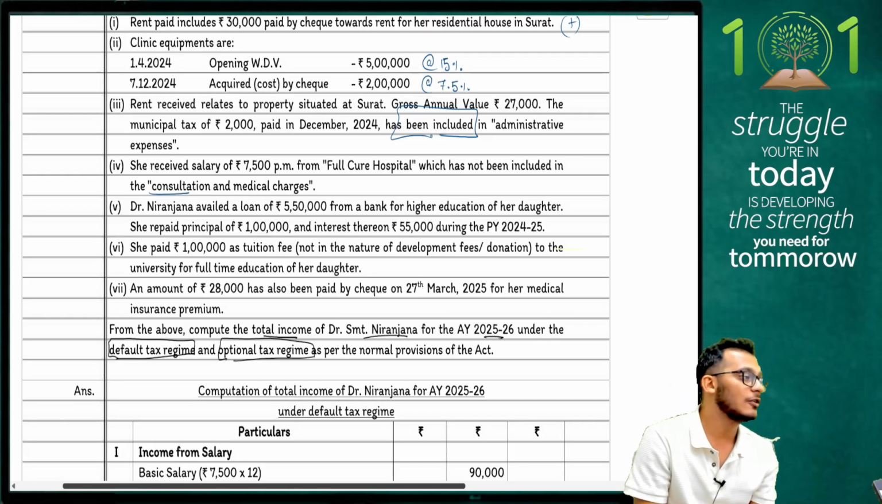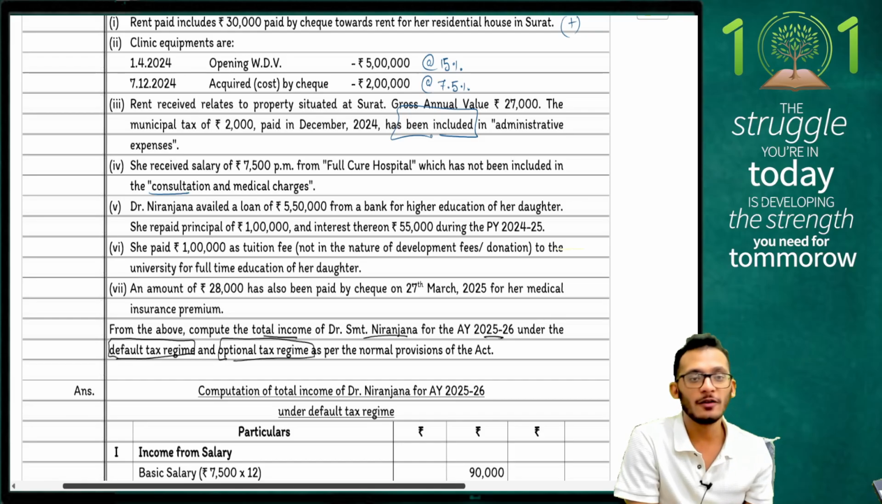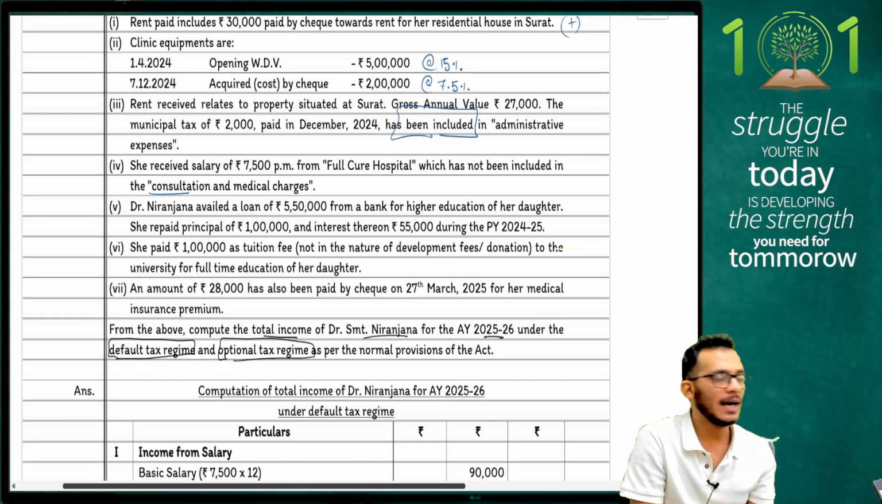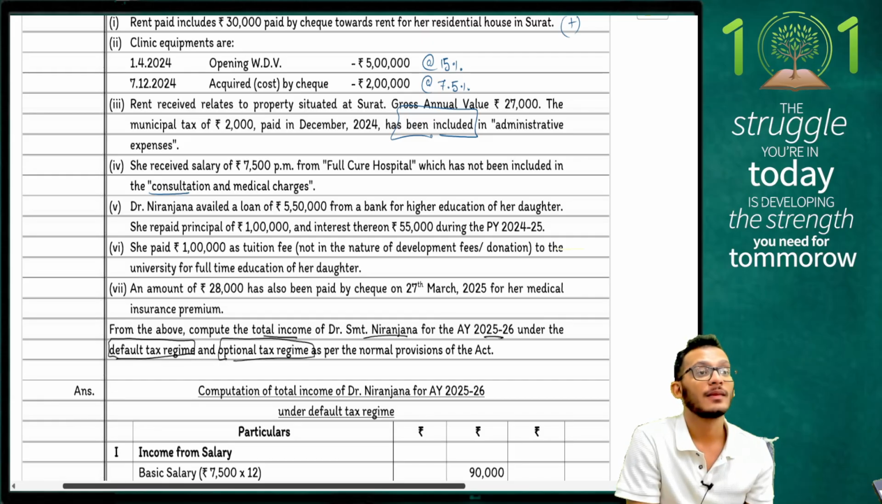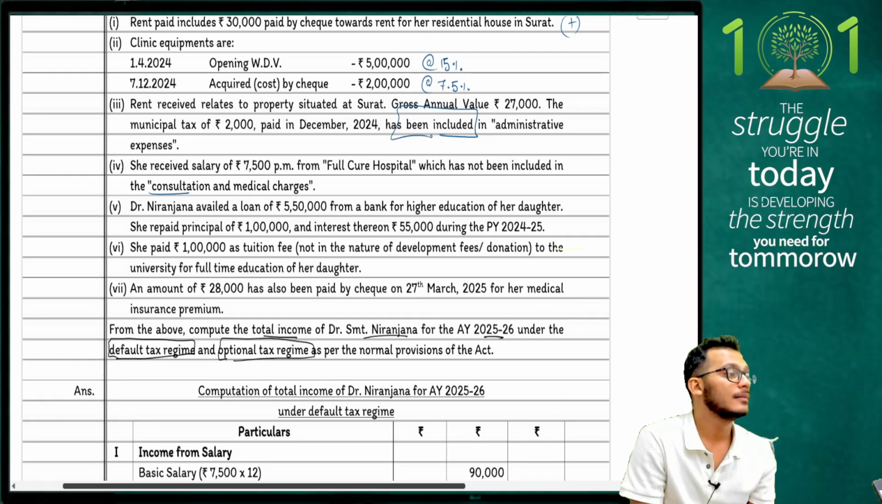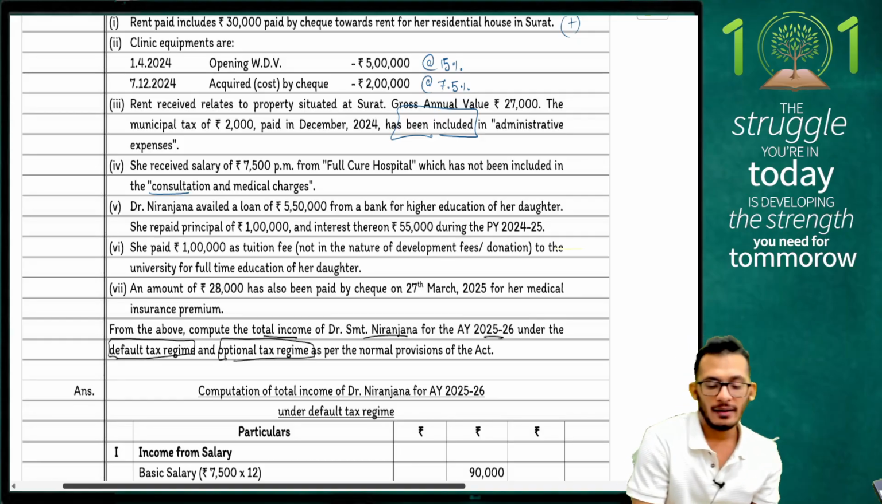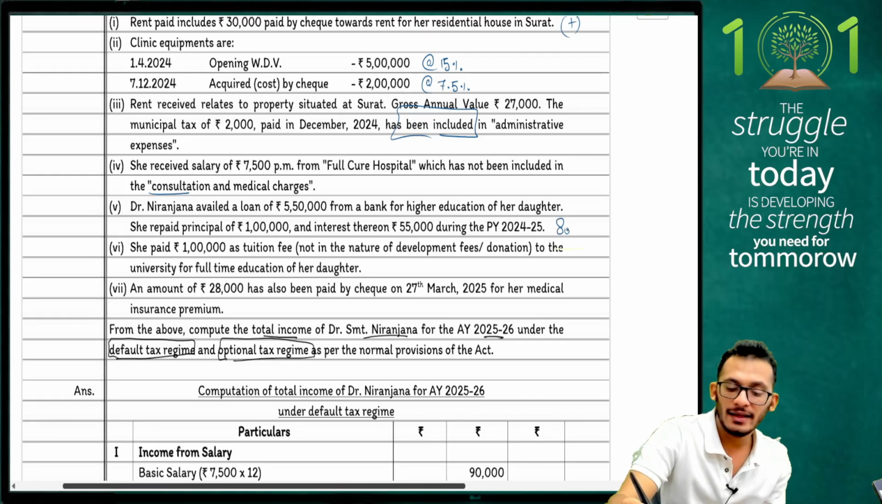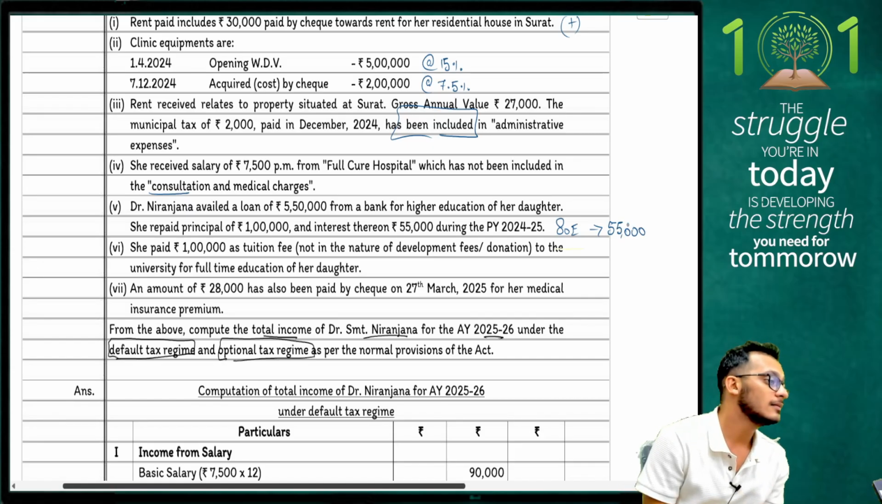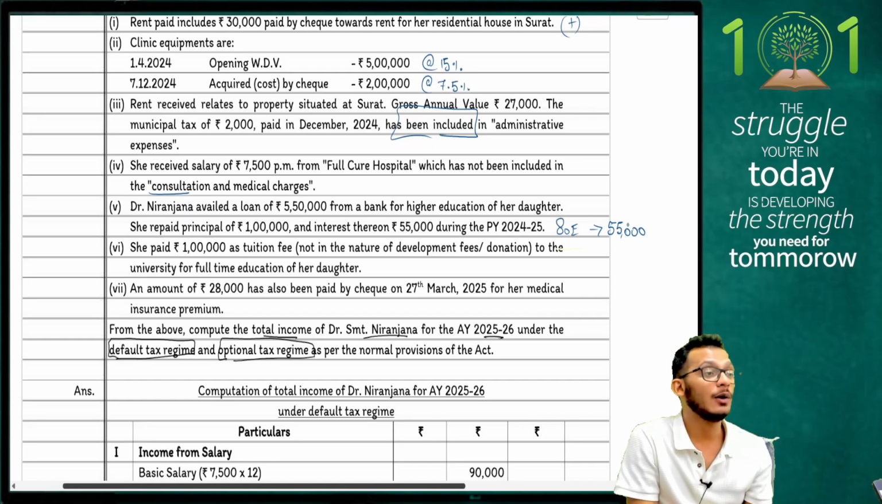Now tell me, people, what have I taken loan for? Daughter's education, part of business. No, not part of business. Anything related to PGBP? No. I am taking this under deductions. Which one? Section 80E of 55,000. This is interest on education loan, and that too higher education loan.